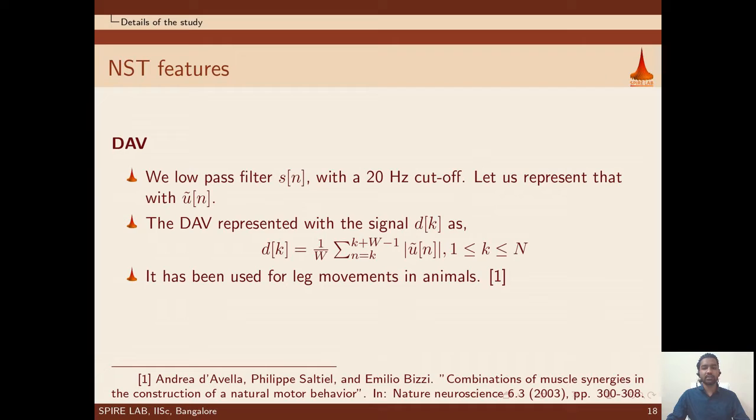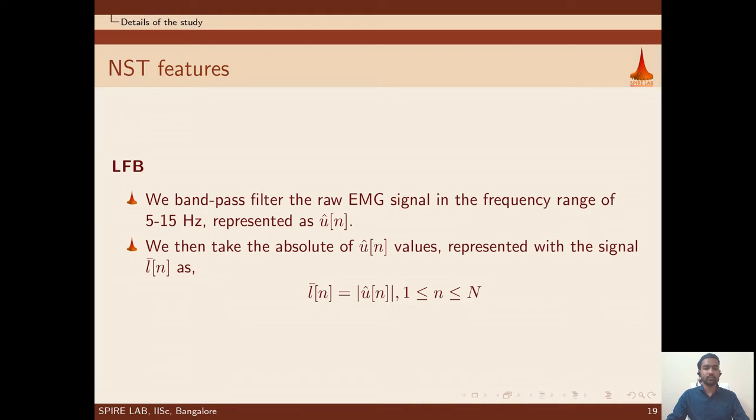Let's now talk about the third NST feature, that is the DAV feature. We first low pass filter the square of the signal with a 20 Hz cutoff frequency to get U tilde n. We then take the mean of the absolute values of U tilde n to get the DAV feature used in this work. Now coming to the LFB feature, we first bandpass filter the signal x of n from 5 to 15 Hz to get U hat of n. We then take the absolute value of U hat of n to get the LFB feature used in this work.